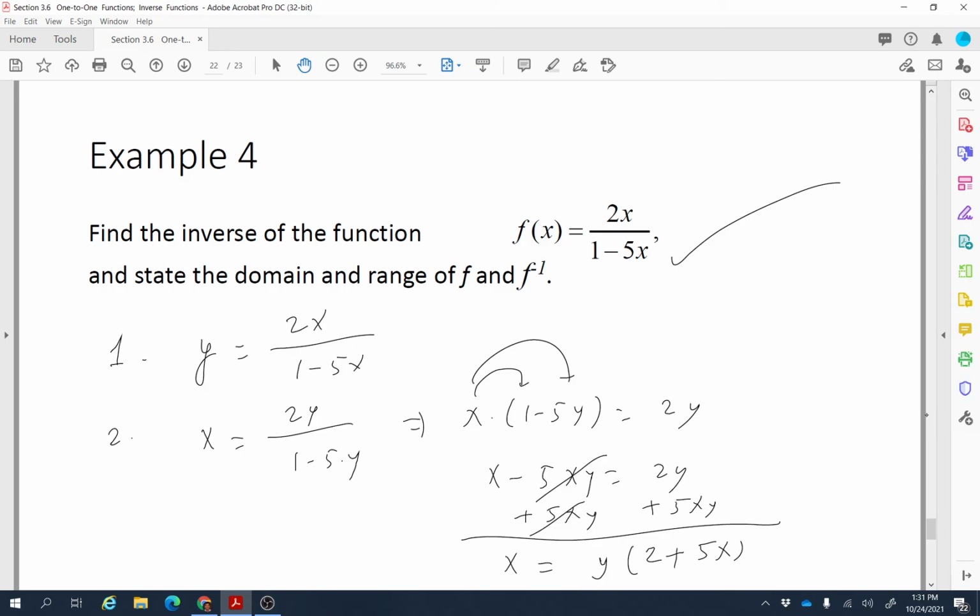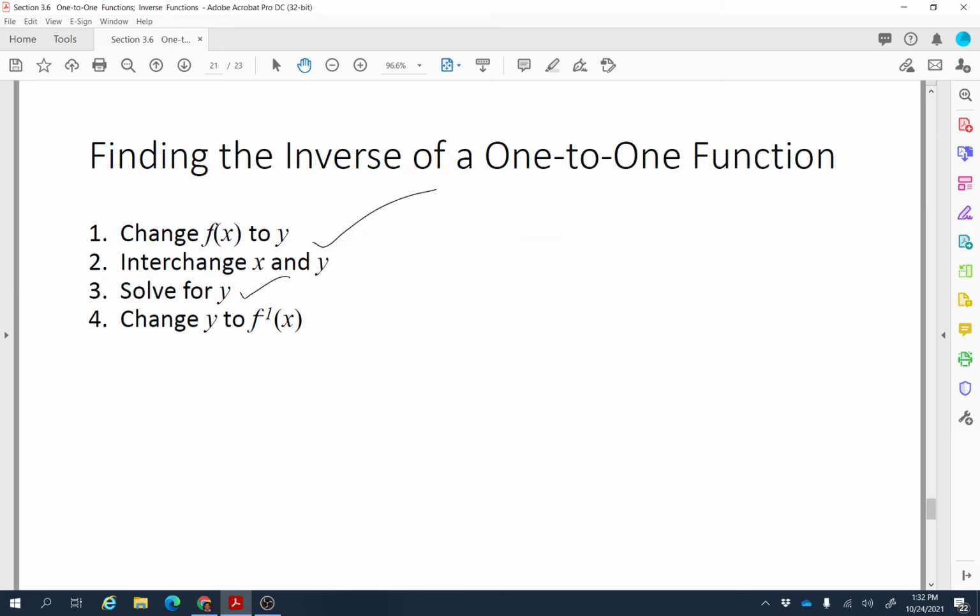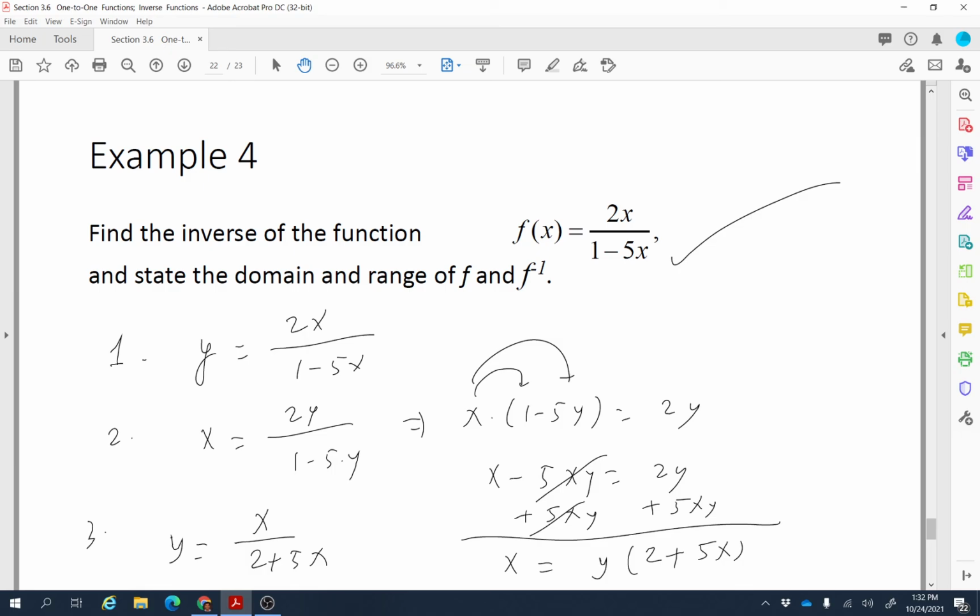Now step 3 is to solve for y, meaning just find the y. To find y, just divide both sides by 2 plus 5x. That will give us y equals x over 2 plus 5x. Okay, so that is our step 3, solve for y. That y would be the inverse of the given function. So the inverse of the given function, that's step 4, is x over 2 plus 5x.